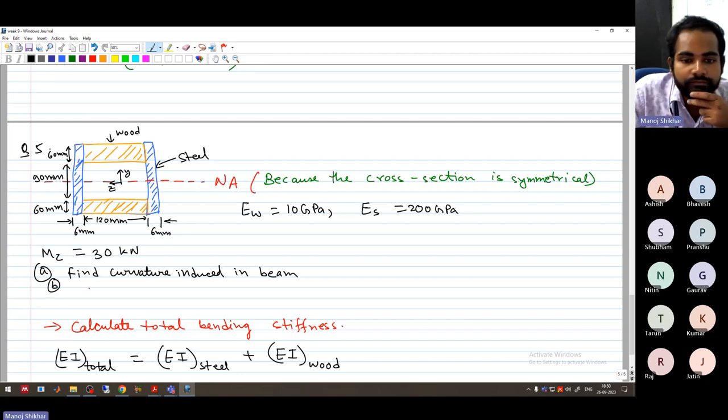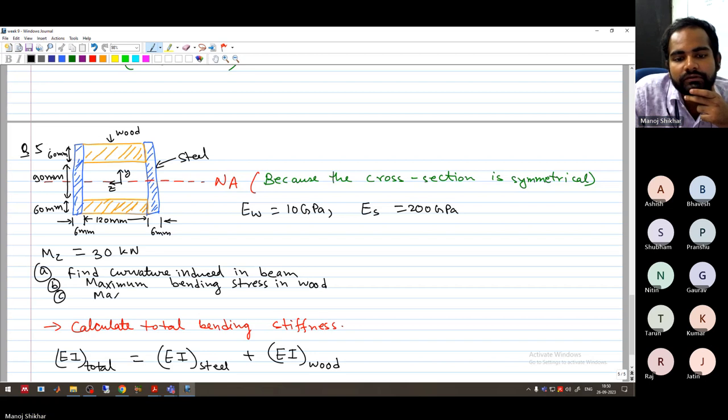Second part is maximum bending stress in wood. And the third part is maximum bending stress in steel.